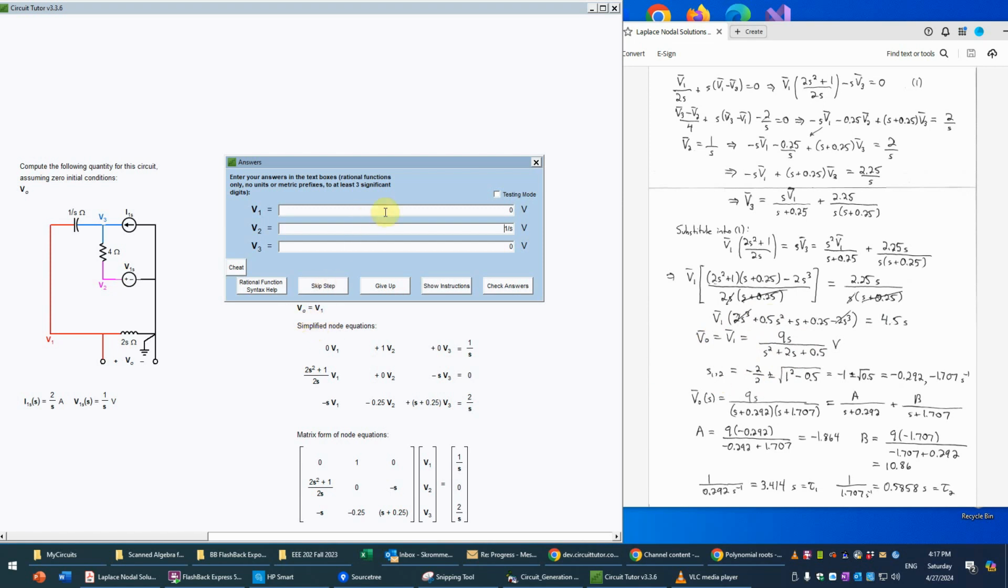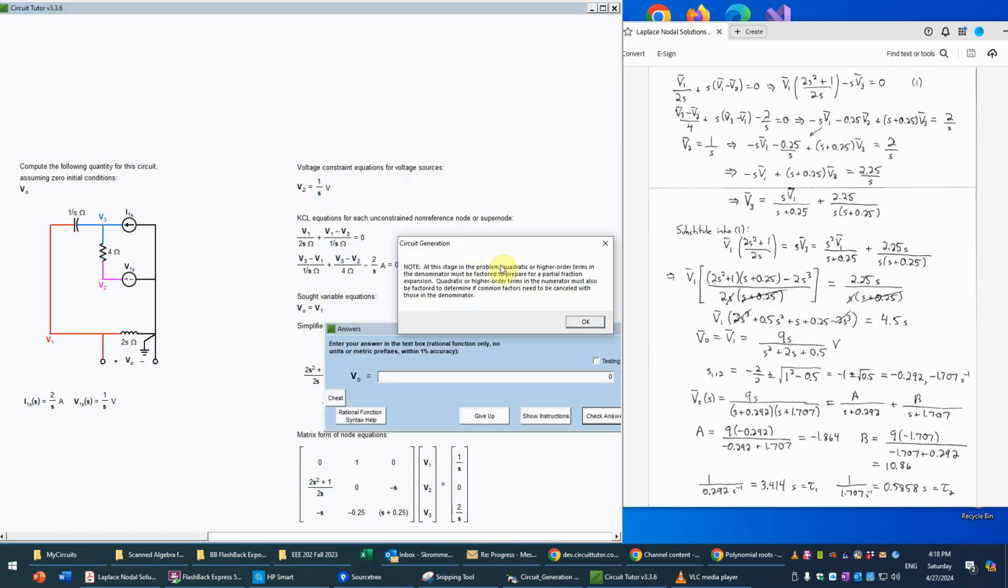Notice here, so I don't have to calculate v3, I could do that if you want by substituting back into either of these first two equations, but in this case I don't really need to, so I'm just going to skip that step. It just means I'll get a little bit less feedback. And it also tells me, because I'm going to do the sought variable, that I do need to factor any quadratic or higher order terms in both the numerator and the denominator. The numerator is really just so we can cancel out common terms. The denominator is so that we can do partial fractions that are going to be necessary in the next step. So it just advises me that I need to factor things.